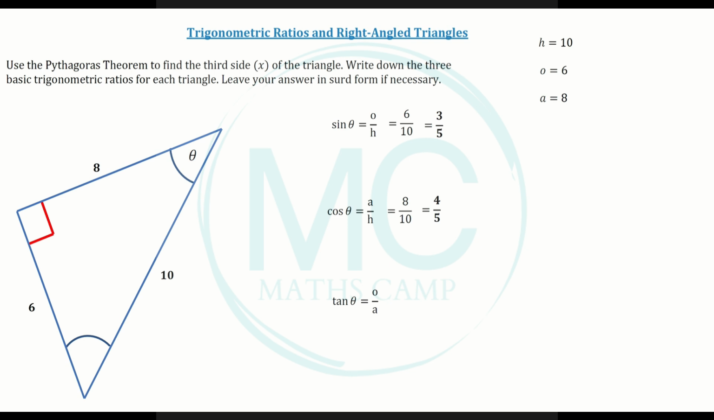Finally, let's look at tan theta. Tan theta is equal to the opposite over the adjacent. So in this case, we can say tan theta is equal to the opposite, which is 6, over the adjacent, which is 8. Simplify, and we get an answer of 3 over 4.